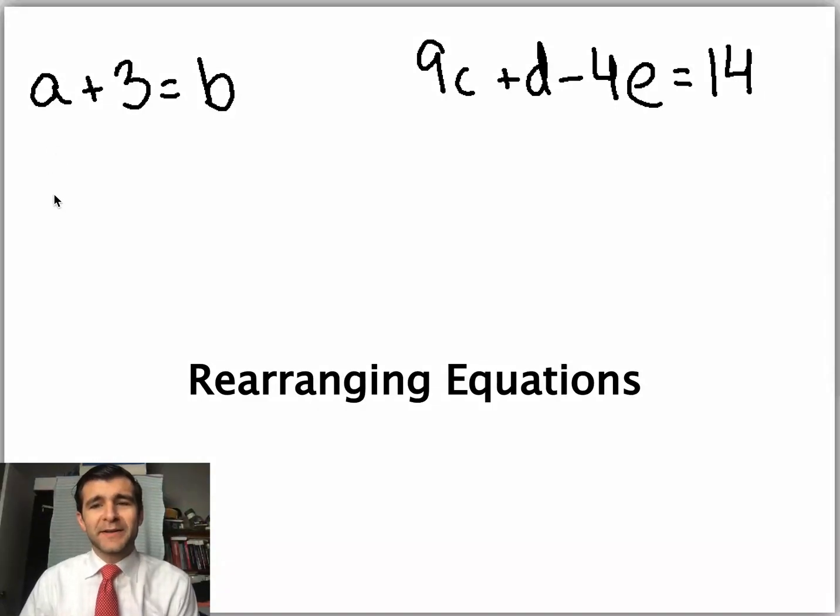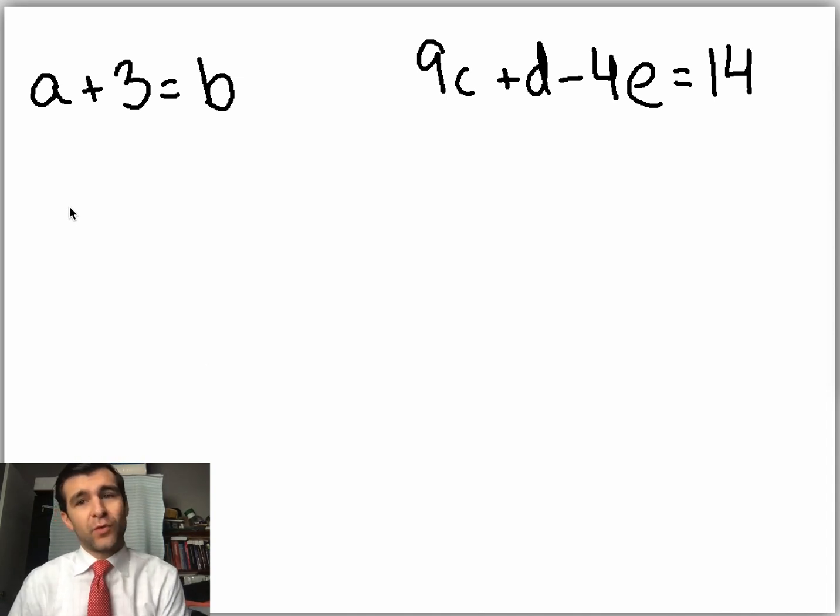Okay, welcome back. So yesterday we focused on solving multi-step equations that we get an actual value for, like x equals 3, or y equals 5, or z equals -10. So today we're going to focus on rearranging equations where nothing really goes away. We're just going to manipulate the equations so that we isolate the value we want.